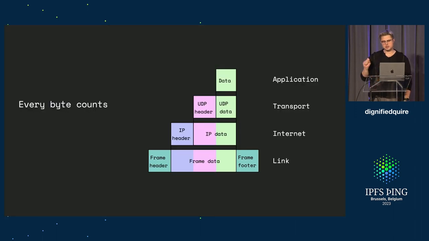The third one here is everybody counts. There's this nice picture of all the wrapping and frames that we have on a regular UDP packet. This is more just to highlight it.